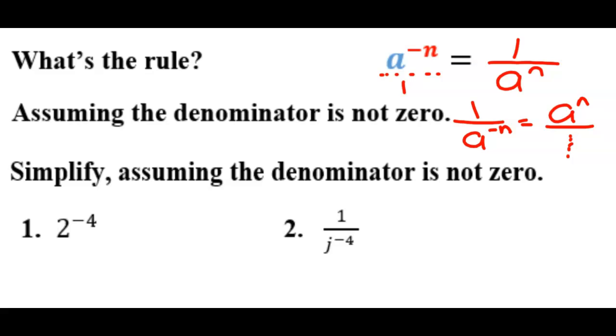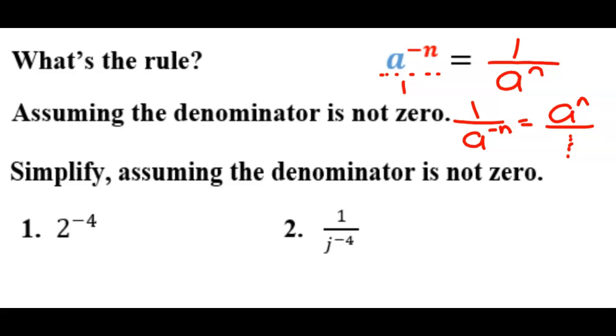Your goal in this lesson is to get rid of all of the negative exponents and then use all the other rules that we've already learned. Okay?